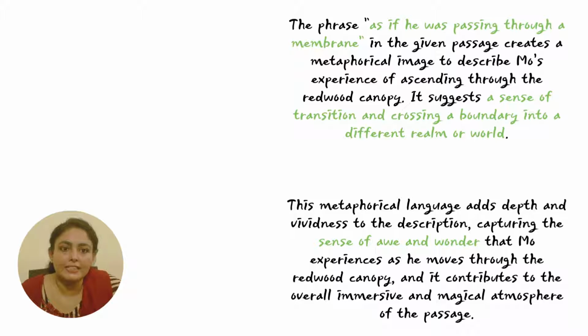In the given passage it creates a metaphorical image to describe Mo's experience of ascending through the redwood canopy. Now, what does it suggest? The senses. Now, the next point is to tell about the senses, a sense of transition and crossing a boundary into a different realm of the world. Okay, in biology also you must have studied about the membrane that it diffuses, isn't it? It diffuses the solutions through it. Then, this metaphorical language adds depth and vividness to the atmosphere, capturing the sense of, again, awe and wonder that Mo experiences as he moves through the redwood canopy.